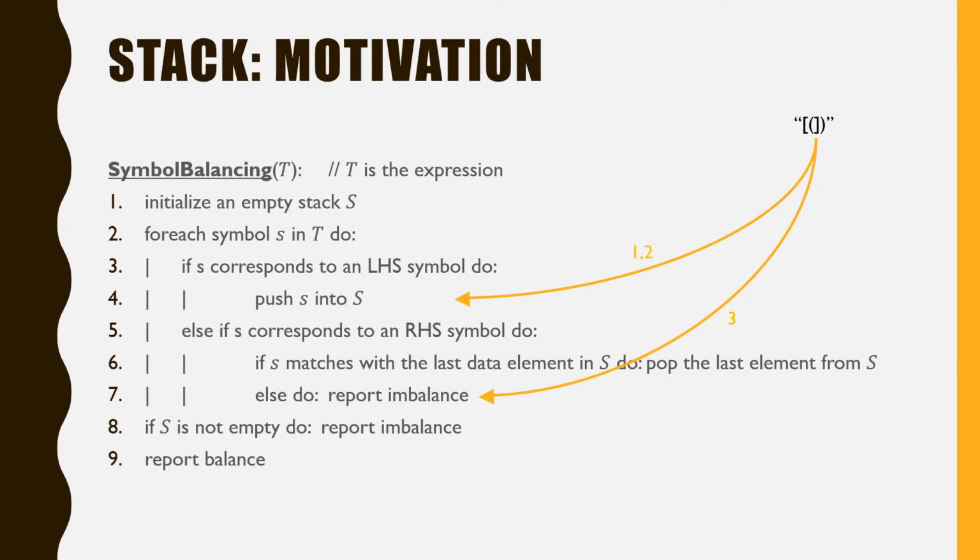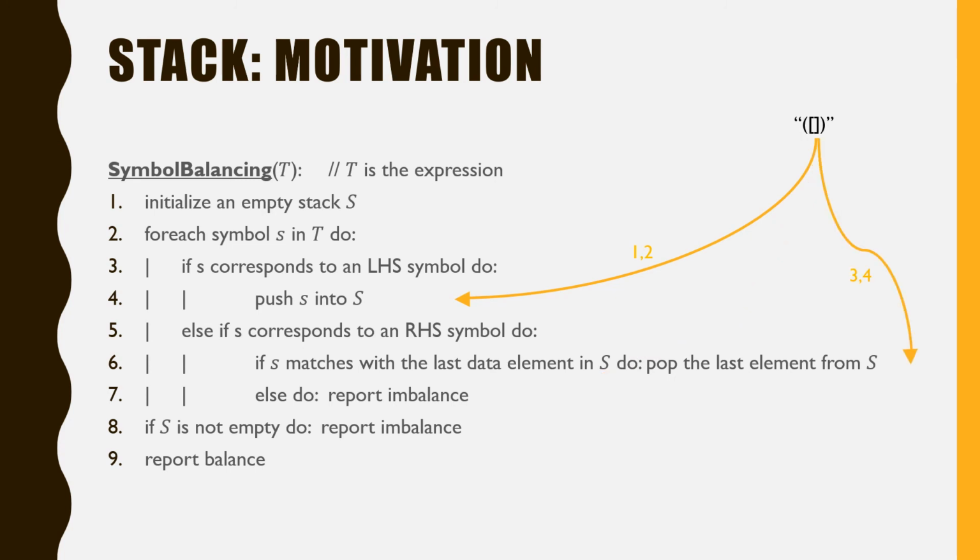For the third example, we have the first 2 symbols pushed into the stack in line 4. The third symbol is a right bracket. However, the most recently inserted symbol in the stack is a left parenthesis, which cannot be matched with a right bracket. Therefore, the matching failed and we report imbalance in line 7.